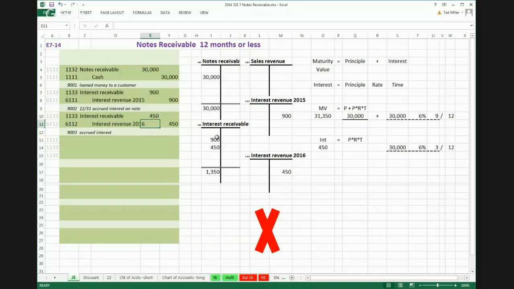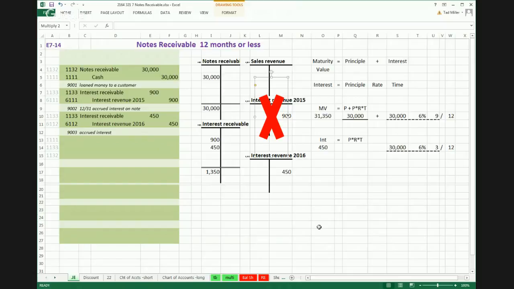Now, please notice that the interest we calculated for 2015 on December 31st, that $900 interest appears on the 2015 income statement, which is then closed to retained earnings. Whereas the interest we calculate for January, February, and March relates to the 2016 income statement. So these are two different interest revenue accounts, unlike the interest receivable, which is the same account. It just keeps accumulating.